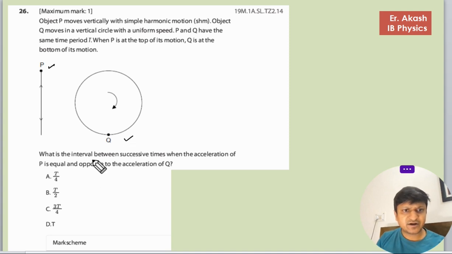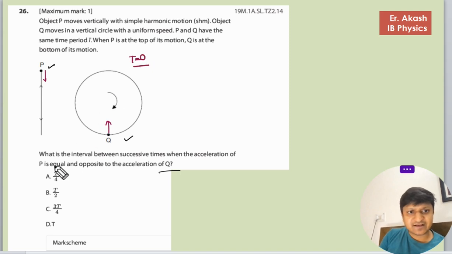What is the interval between successive times when the acceleration of P is equal and opposite to the acceleration of Q? So in this question, there is a motion going on at P, and there is a motion at Q. Suppose there is an acceleration towards downward, and at this point in the circular motion there will be an acceleration towards upward. So at t equal to 0 also, the acceleration is equal and opposite to each other.